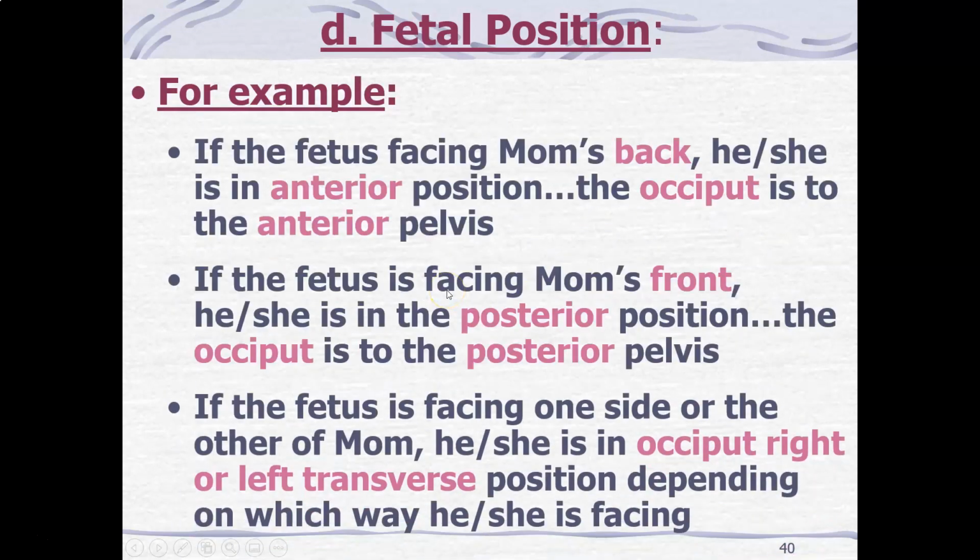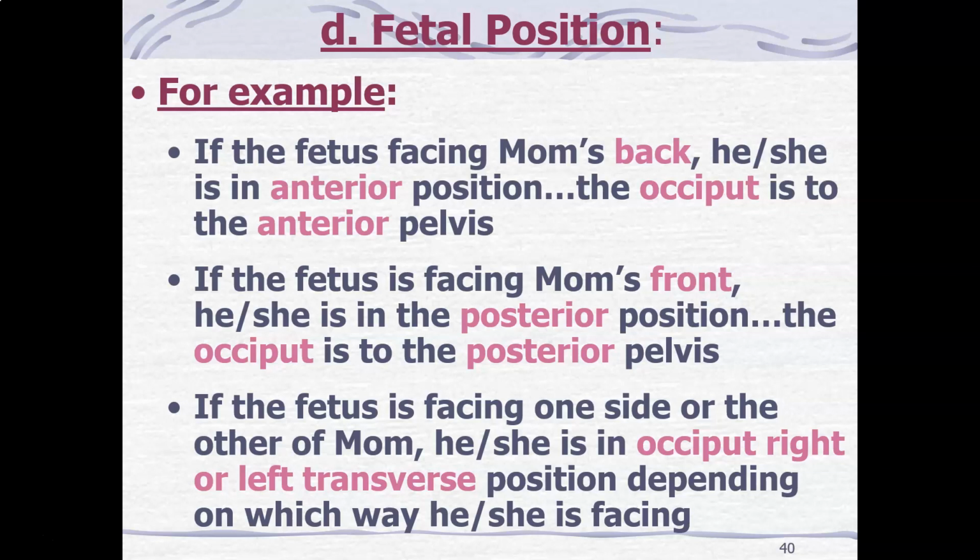For example, if the fetus is facing the mom's back, then he or she is in an anterior position because the occiput, which is the back of the head, is in the anterior pelvis. Okay? So we said the baby is facing mom's back. So the face is to the back and the baby's vertex, head down, faces to the back. That means the occiput, which is the back of the baby's head, is facing the front or the anterior of mom's pelvis.